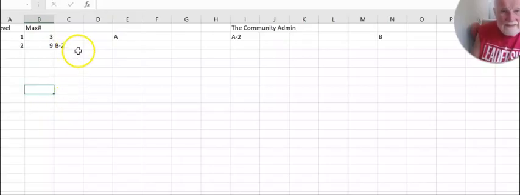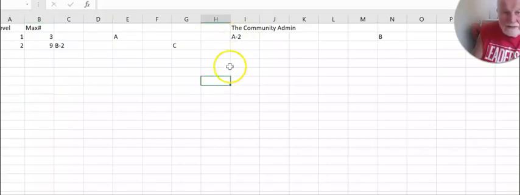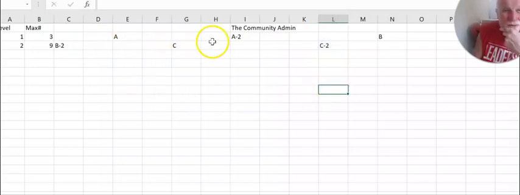So when C is introduced by the community admin, it goes in the first available position, which is over here and actually under A2. But C also has the second position, and so that goes over here, so that now, although the admin has only introduced 3 people, A, B and C, level 1 is filled and there are 3 people on level 2.